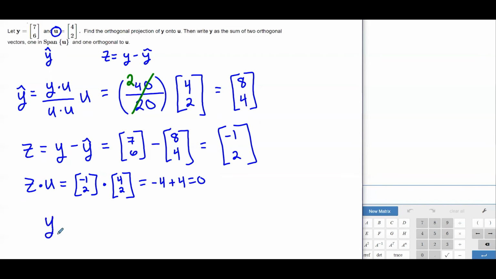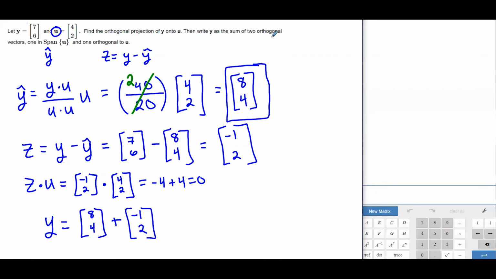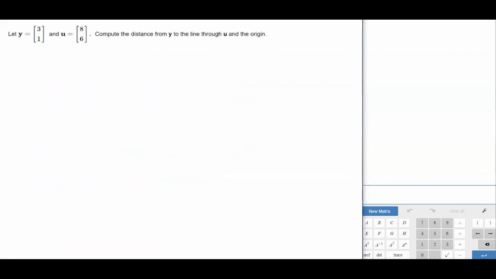So now y is equal to y hat plus z. The first part says find the orthogonal projection of y onto u. That's this vector. And then it says write y as a sum of two orthogonal vectors, one in the span and one orthogonal. That's this one here.